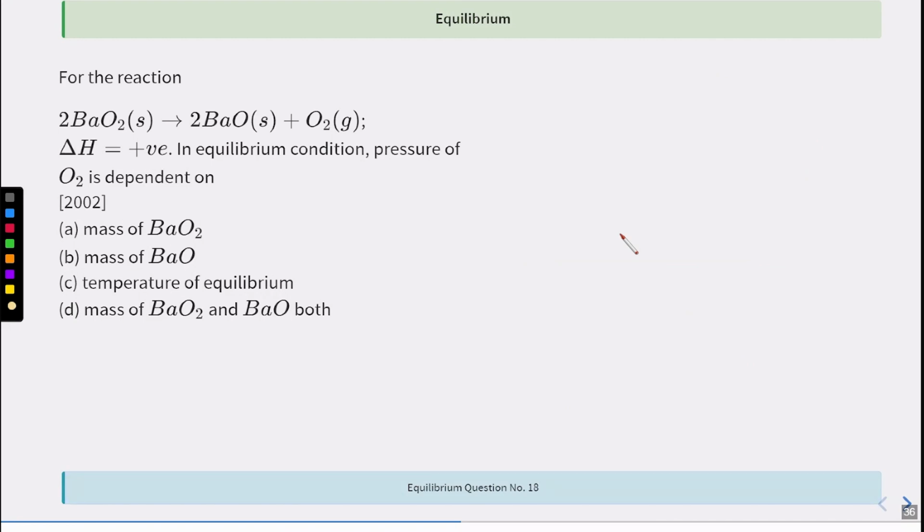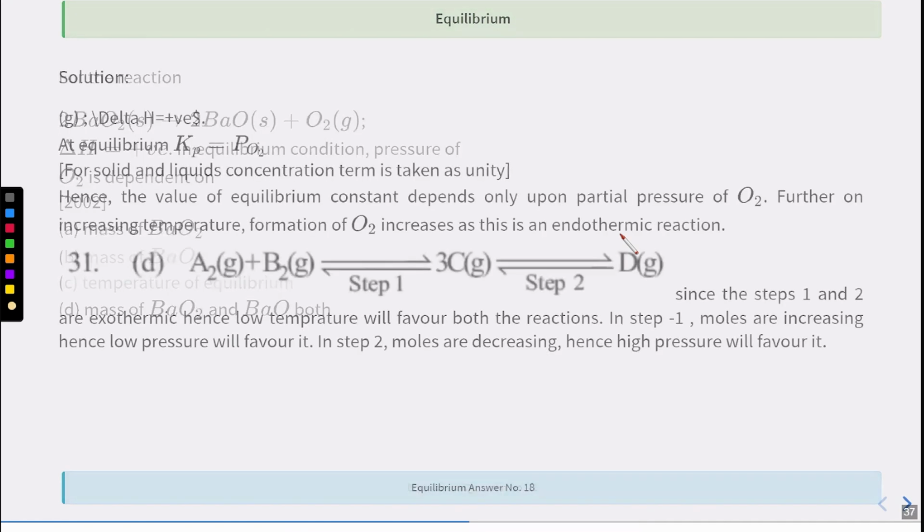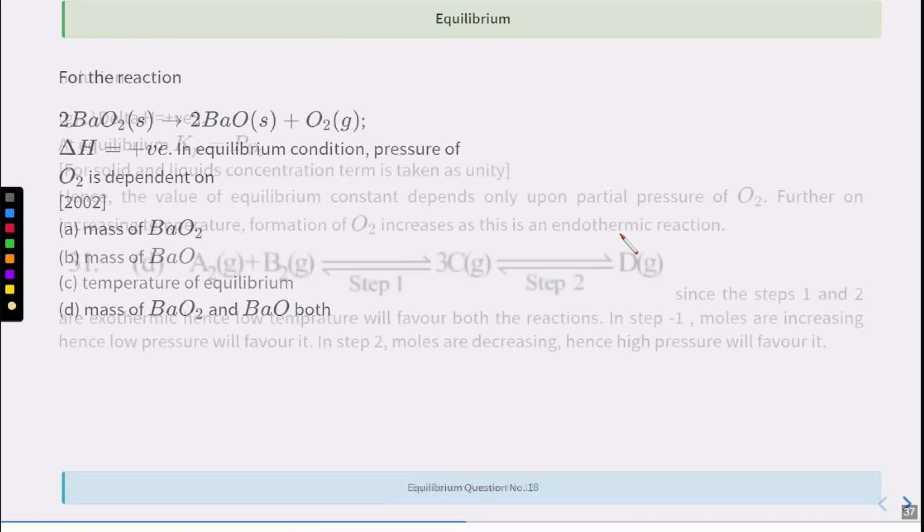Now, for the reaction 2BaO2 plus 2BaO gives rise to O2, the delta H is positive, meaning we are working with an endothermic reaction. Now, in equilibrium condition, the pressure of O2 is dependent on what of these things? If you see, the question is pretty straightforward based on whatever we have solved until now.